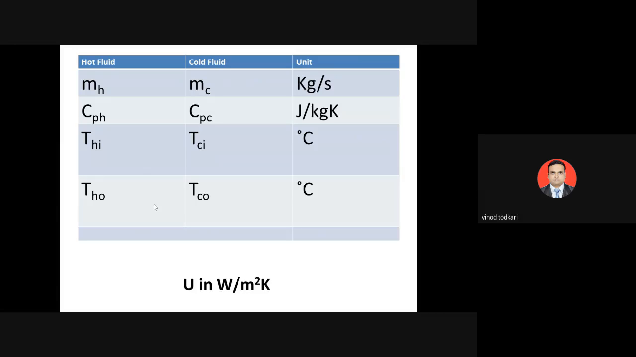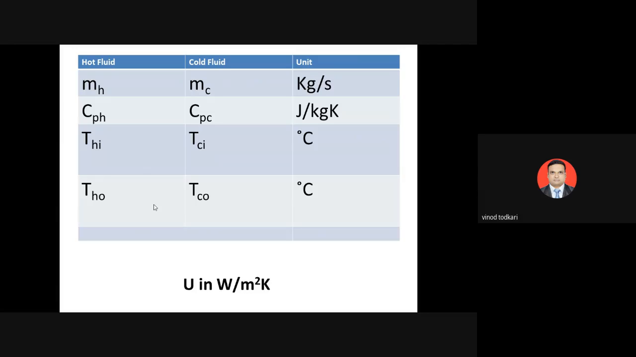Second row is specific heats, CPH and CPC. It should be in joules per kg Kelvin. Then you can note down the temperatures, THI, THO and TCI, TCO. Generally they are in degree Celsius, but even if they are in degree Kelvin or Fahrenheit, it will not hamper, right? See, okay, I believe that it is clear to you. Okay, so MH, MC, CPH, CPC, THI, THO, TCI, TCO.